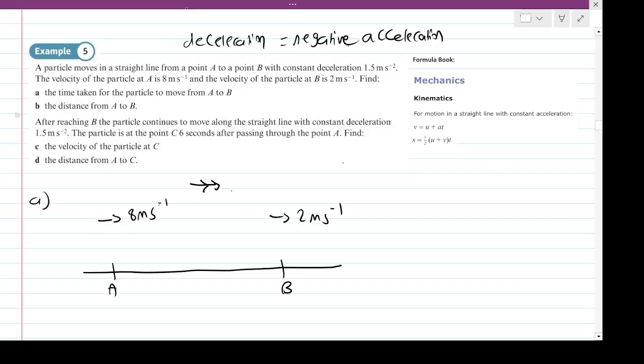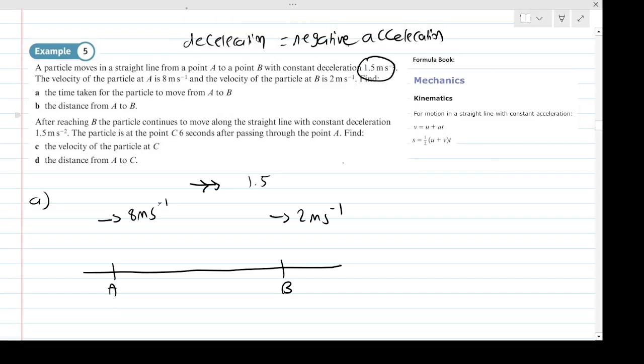So that's not 1.5 for acceleration, but negative 1.5, because again, deceleration is negative. That means it's slowing down, because the velocity is going from 8 to 2. And that's in meters per second squared. So I'll plot the information, that's all I'm given.